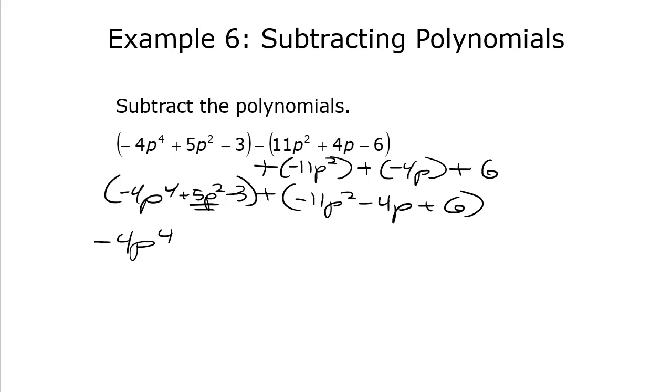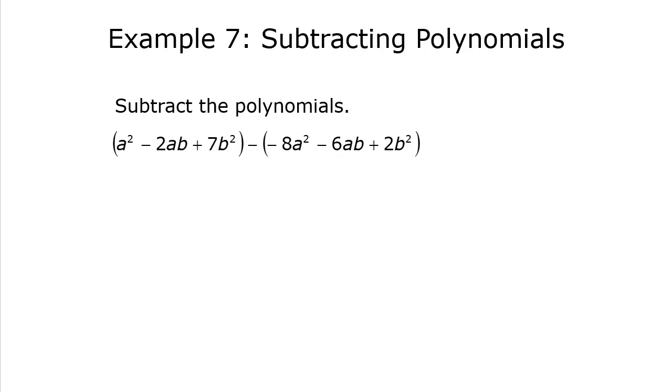Then I've got a p squared and a p squared. So 5 of them minus 11 of them, so negative 6p squared. I don't have any other p's other than this piece, so minus 4p. And then I have a negative 3 and a negative 6, positive 6. 6 minus 3 is plus 3. And there is my subtraction.